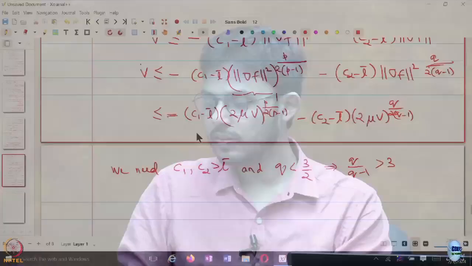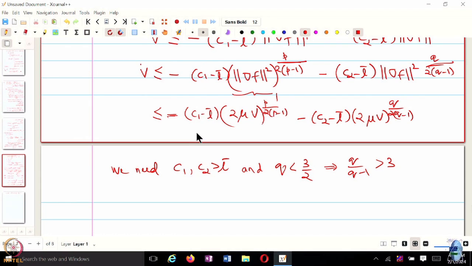Any other questions? Yeah. At least from this, if you choose C1 and C2 to be sufficiently large, and then Q to be an exponent which is less than 3/2, this would work in continuous time.